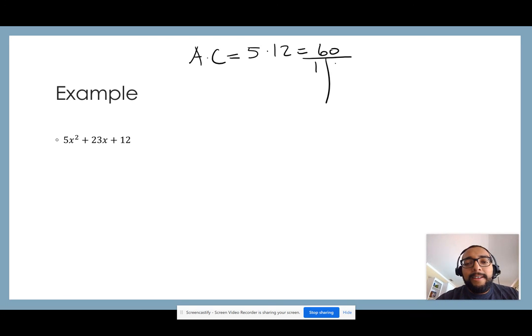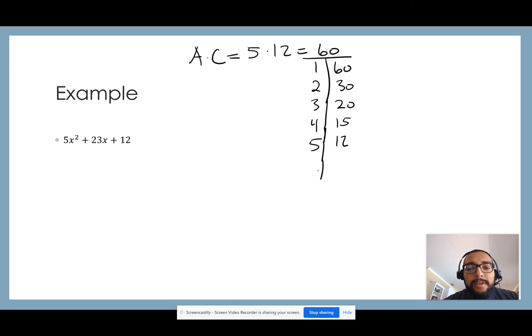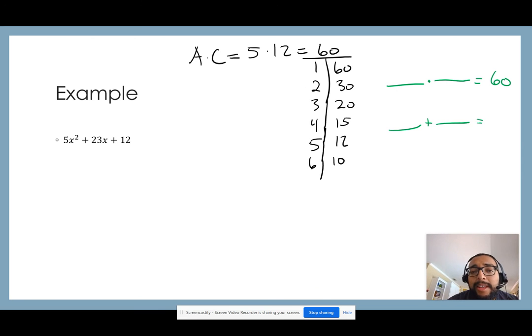Hopefully I can. 1 and 60, 2 and 30, 3 and 20, 4 and 15, 5 and 12, 6 and 10, and that should be it. Wow, we got 6 pairs here. Well, within these 6 pairs, what are we looking for again? We're looking for two numbers such that when you multiply them, you get 60, and when you add them, you get 23. But where are we getting that 23 from?